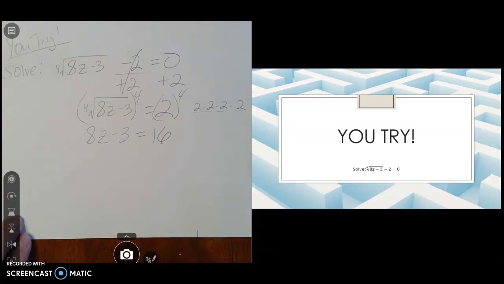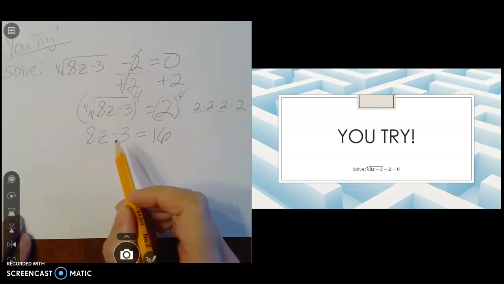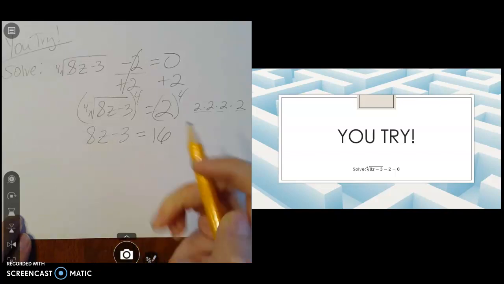And then it's just a nice little linear equation. We just have a regular z. It's not z squared or z cubed or anything like that. We just have z by itself. So I'm just going to get the z by itself.